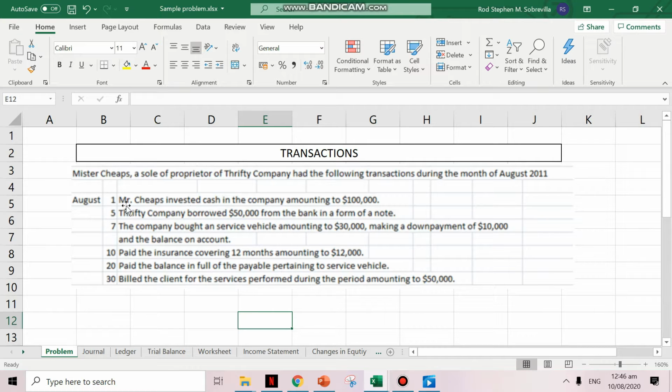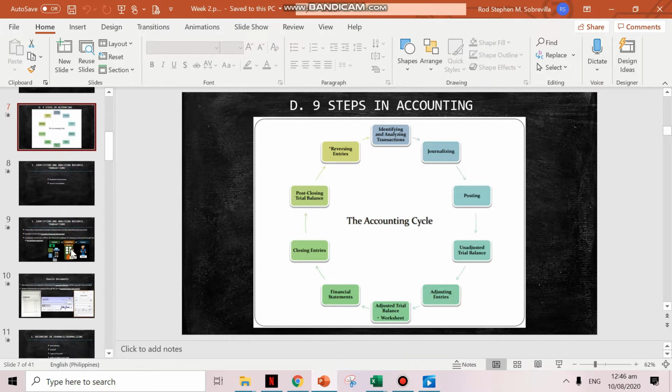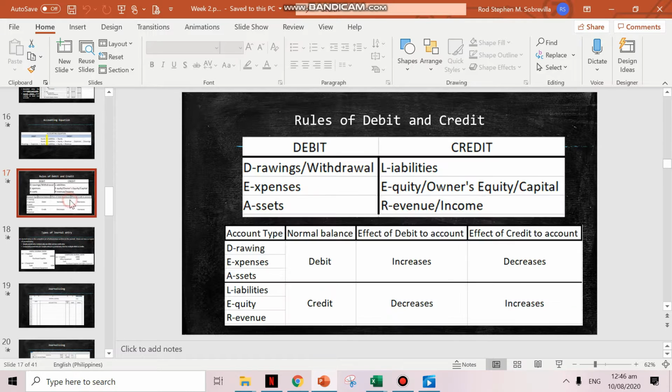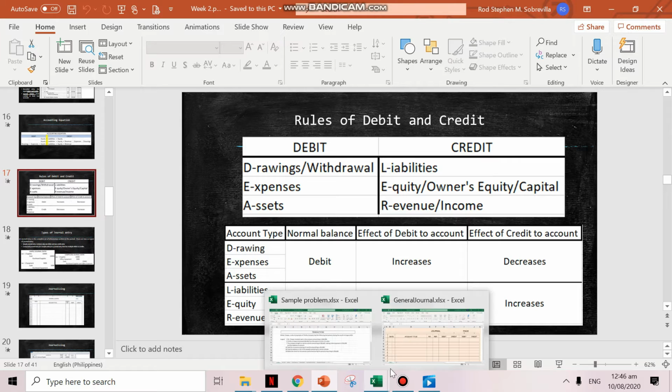So, let's read it again. Mr. Chips invested what? Di ba? Pag nag-invest tayo, nadagdagan ng cash. So, there is an increase. Balikan ulit natin si dealer. Saan ang ating dealer? Yan, si dealer. Pag nagkaroon ng increase sa assets, which is the cash, so, debit yon, di ba?